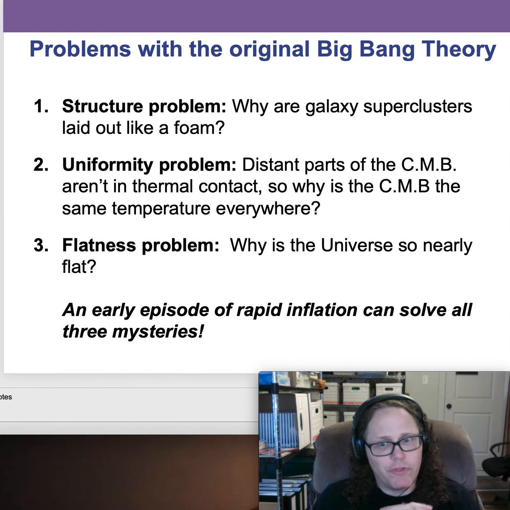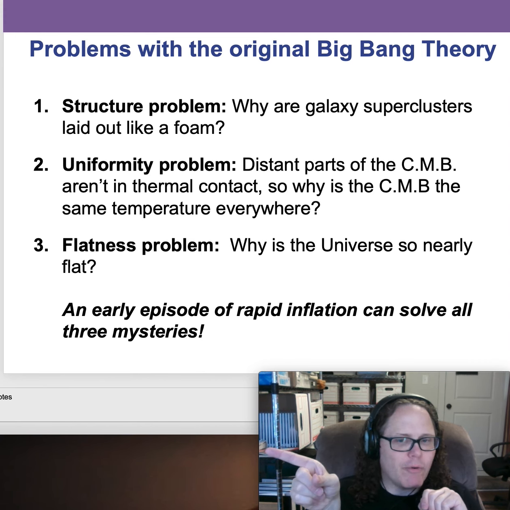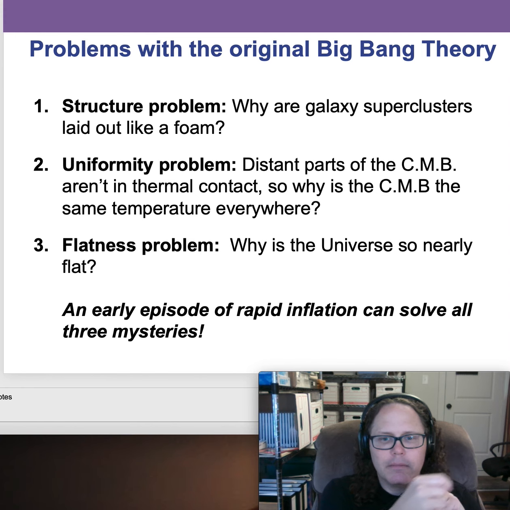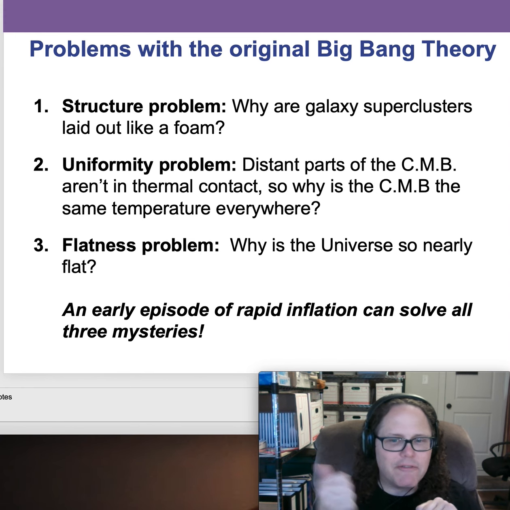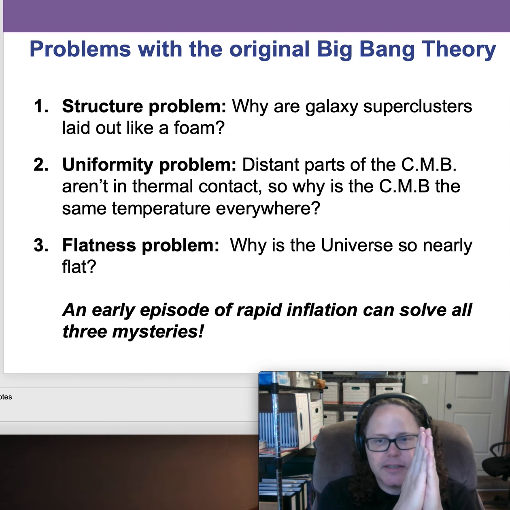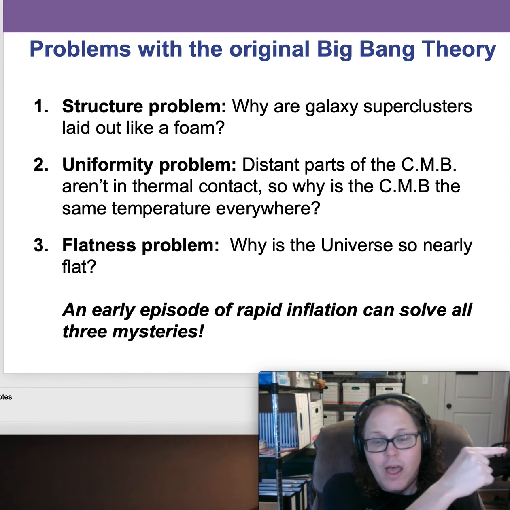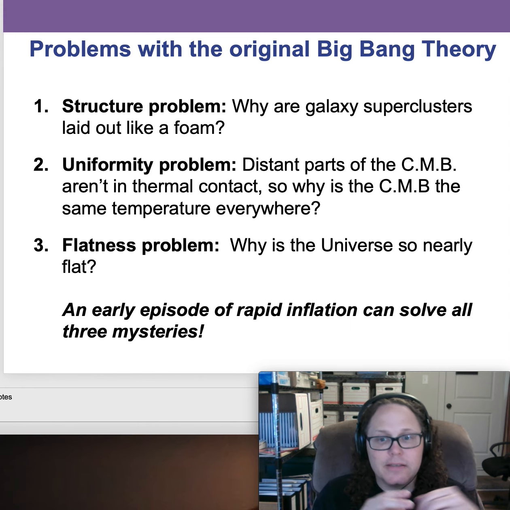There's another problem with the Big Bang theory, the uniformity problem. The cosmic microwave background at that end of the sky has the same temperature as the cosmic microwave background at the other end. And yet, light from that end of the universe is just now reaching us. Light from that end of the universe is also just now reaching us, which means light from that end has not yet had time to tell that end what temperature it is.